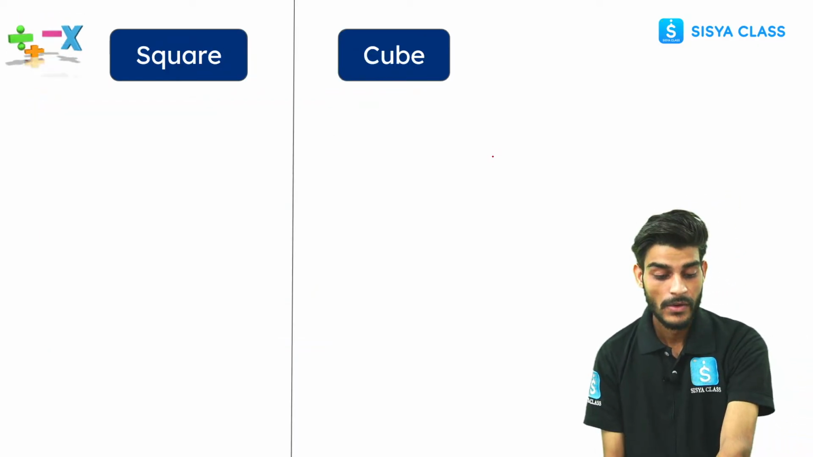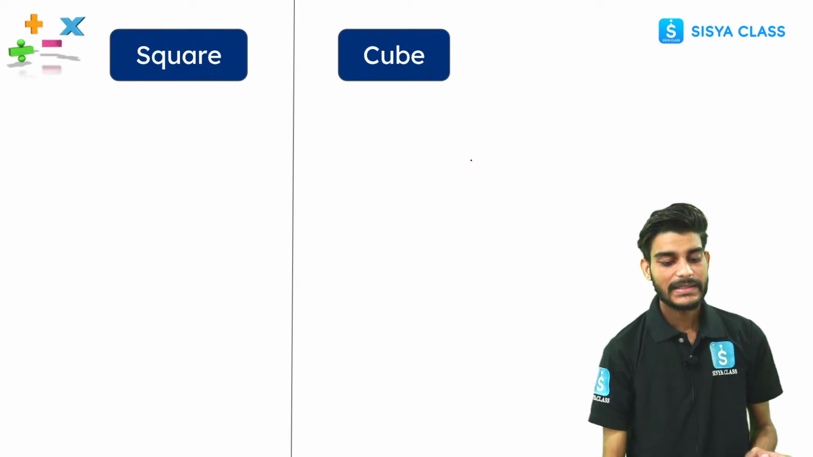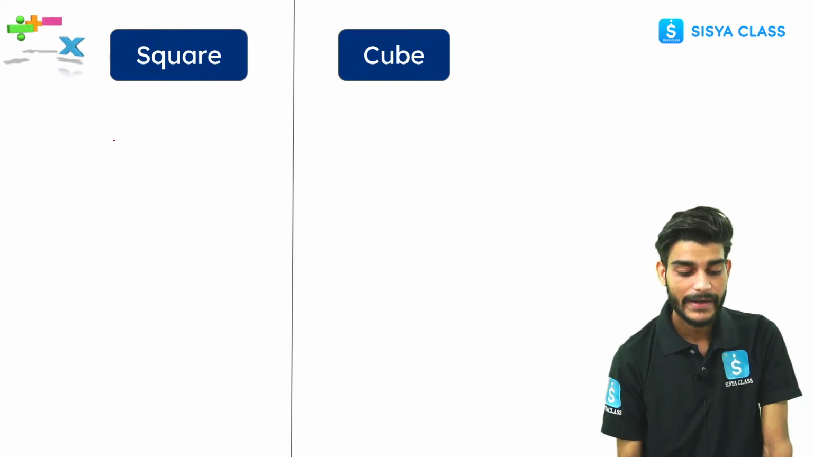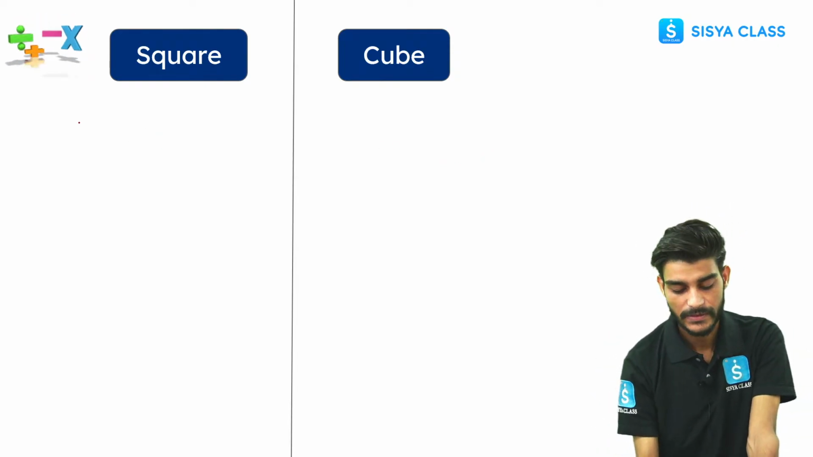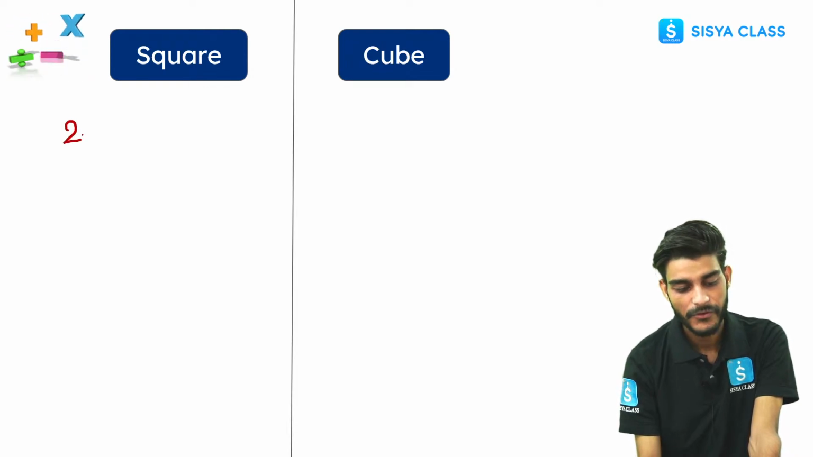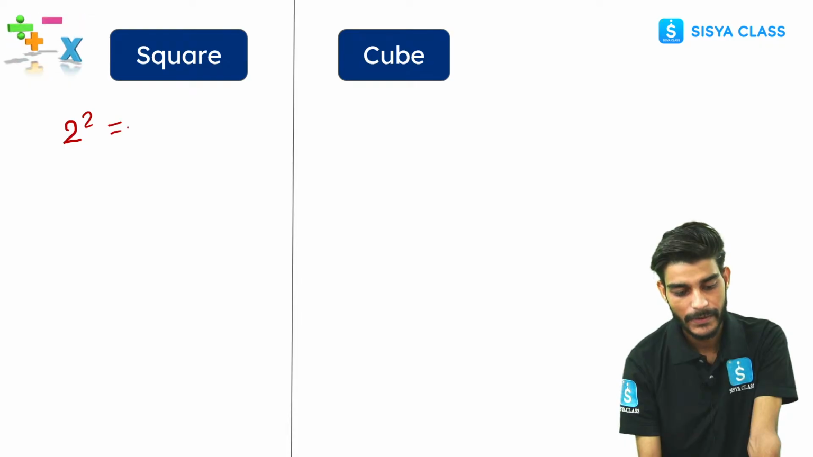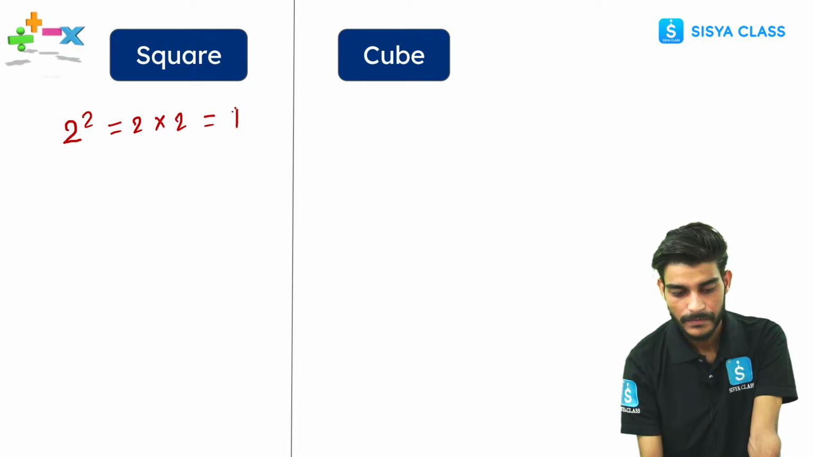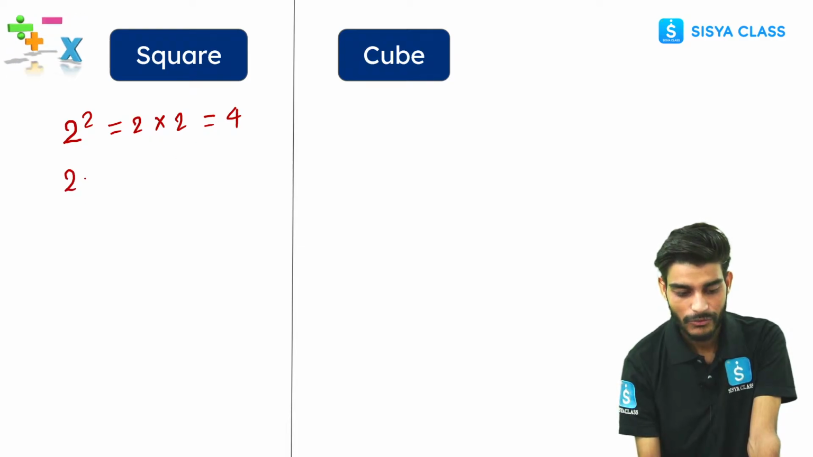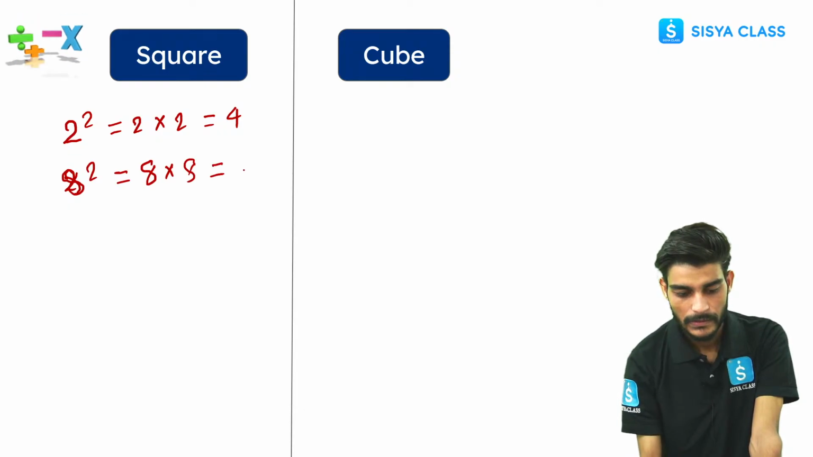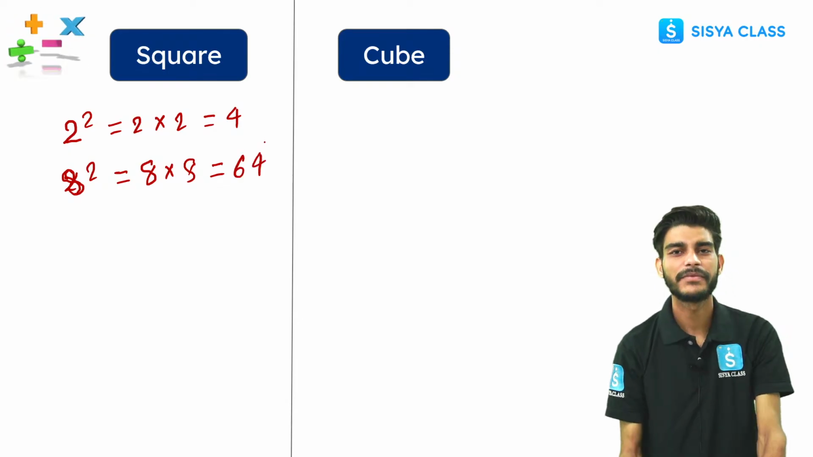Now, in the previous class we talked about the square, right? So when we multiply two numbers, if I have to find the square of 2, what will I do? Simply multiply 2 with 2, that is 4. If I have to find the square of 8, I'll multiply 8 with 8, that is 64. This is what we were doing.